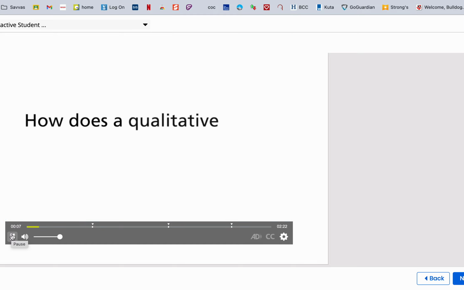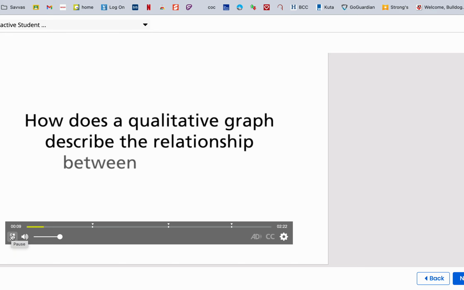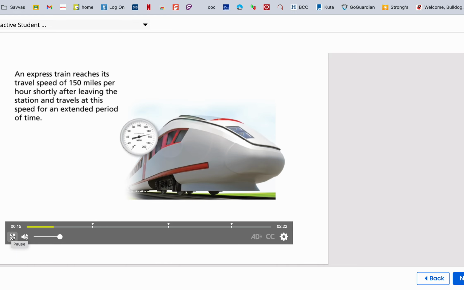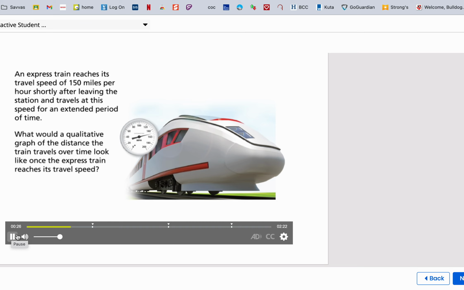How does a qualitative graph describe the relationship between quantities? Think about this question during the lesson. An express train reaches its travel speed of 150 miles per hour shortly after leaving the station and travels at this speed for an extended period of time. What would a qualitative graph of the distance the train travels over time look like? Once the express train reaches its travel speed, what is the relationship between time and distance?